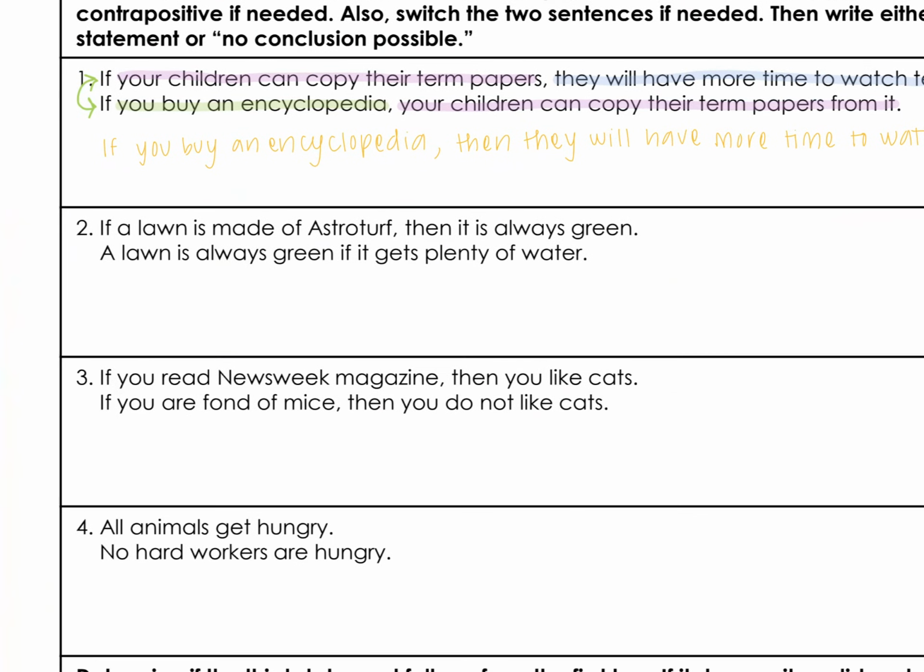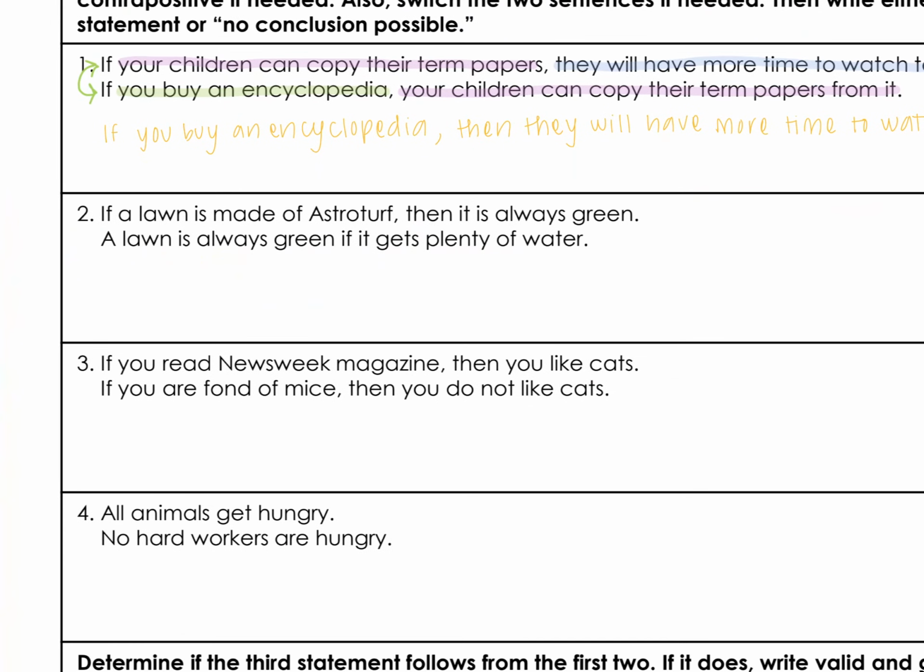Moving into our second problem. You're going to do the same thing with the highlighting. So, "if a lawn is made of astroturf." I'm going to start off with pink there. I'm always just going to go in the same order. First one's going to be pink. So, "if a lawn is made of astroturf, then it is always green." In my second sentence, we have "a lawn is always green." So that's going to match up with that blue one, "if it gets plenty of water."